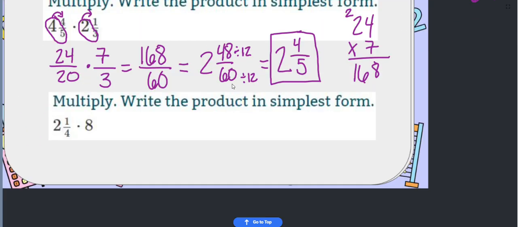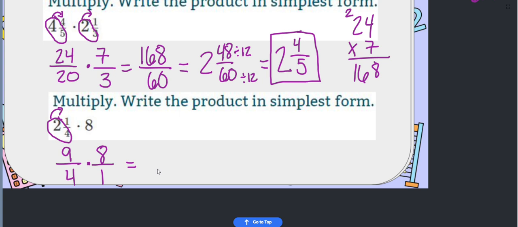Okay, let's look at the second one. 2 1/4 times 8, and it says to find the product in simplest form. So first, let's get that 2 1/4 as an improper fraction. So 2 times 4 is 8, plus the 1 is 9, so 9/4. And then we need to write 8 as a fraction. Now remember, any whole number or integer can be written over 1, because dividing by 1 doesn't change anything. So 8 as a fraction is just 8 over 1. Now we multiply across. 9 times 8.